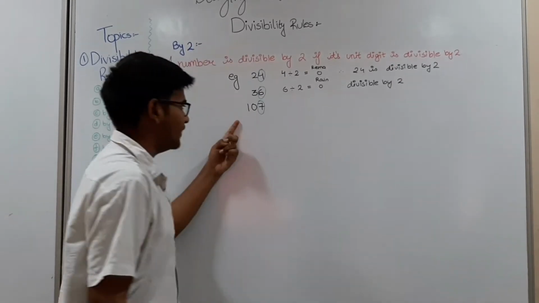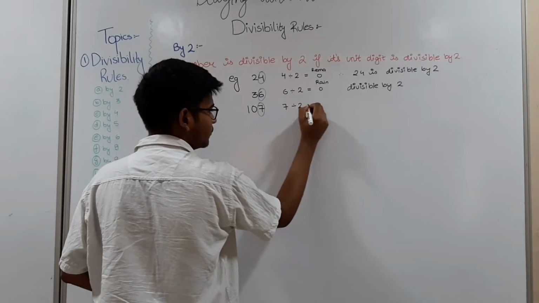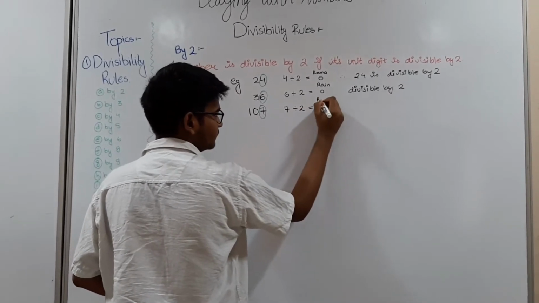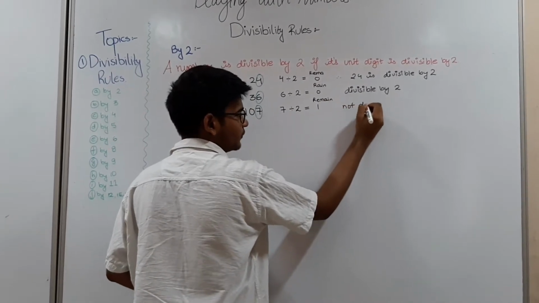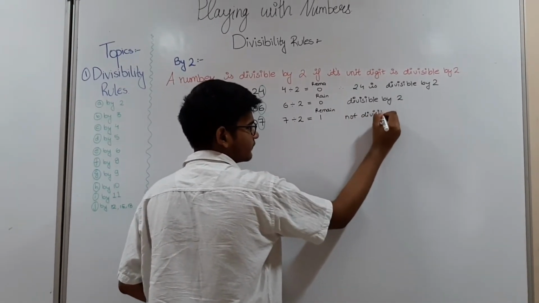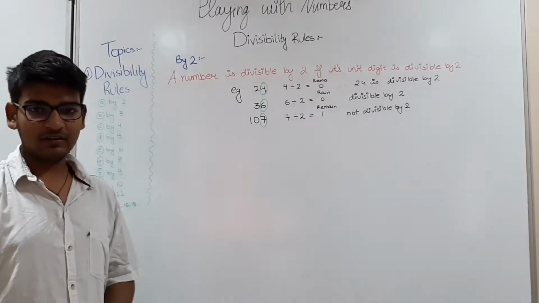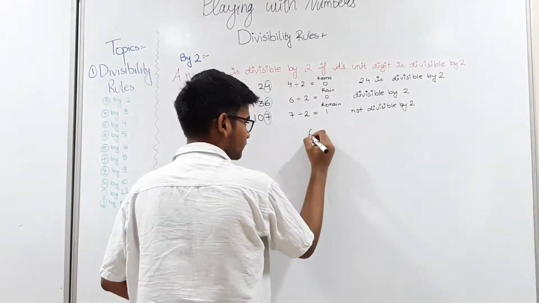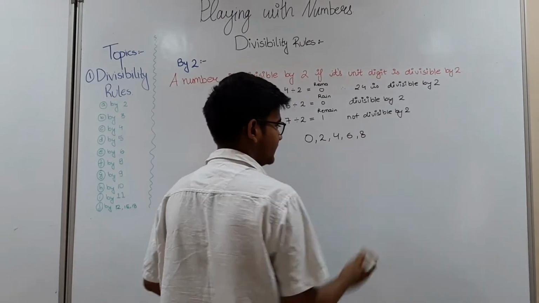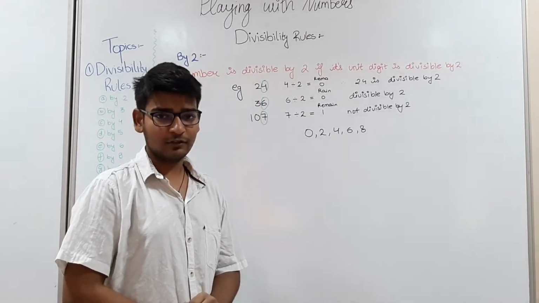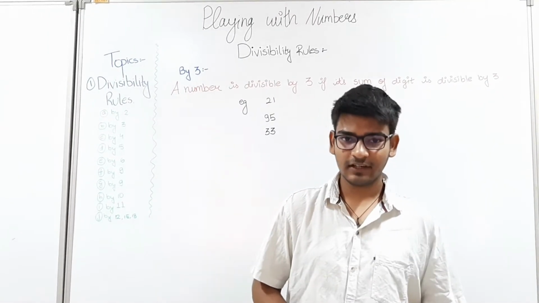Now let us take the example of 107. Here, 7 divided by 2 leaves remainder 1, therefore this is not divisible by 2. So we say that whenever the unit place is 0, 2, 4, 6 or 8, then only the number is divisible by 2. So now let us start the divisibility rule of 3.